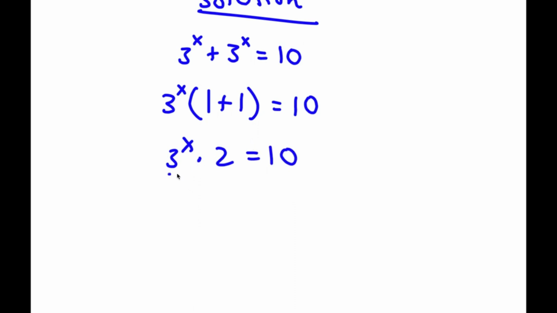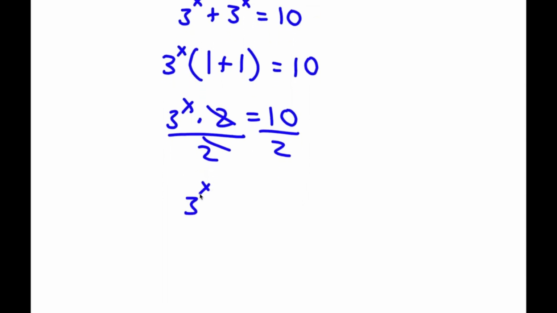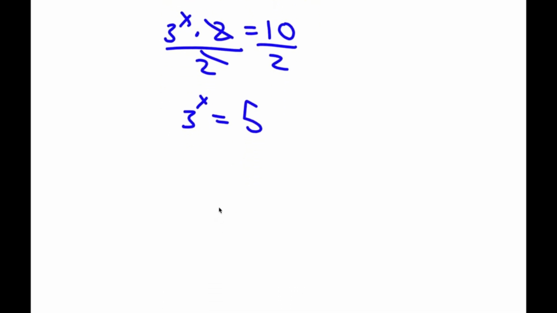Now I'm going to divide by 2 on both sides. So then these two will cancel out, and I'll be left with 3 to the power of x is equal to 10 divided by 2, which is 5. Now to solve this problem, I'm going to be taking the log on both sides. So now I have log 3 to the power of x is equal to log 5.